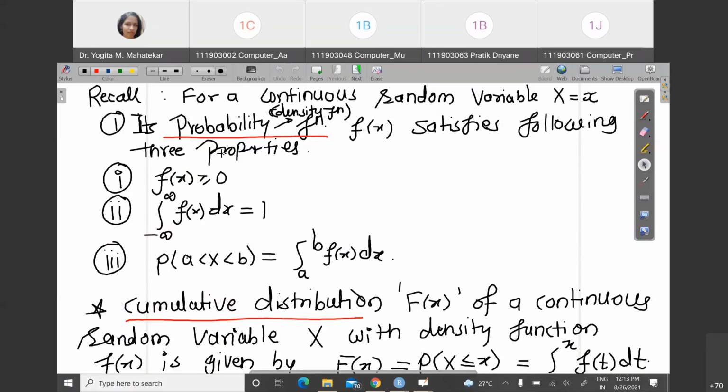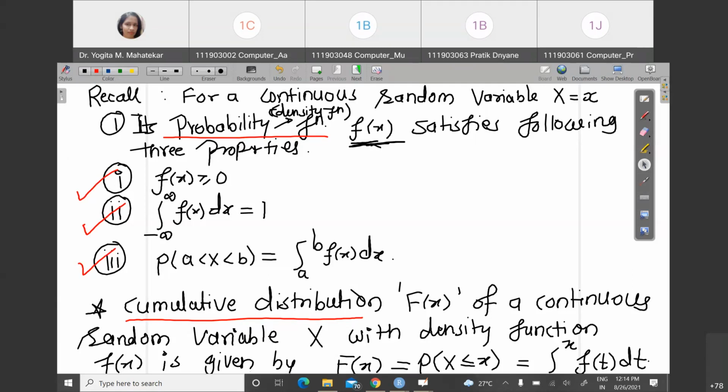So you just recall, for a continuous random variable capital X equal to x, the probability density function, or you may simply say probability mass function, or just simply probability function, small f of x. We denoted the probability density function by small f. It satisfies the following three conditions, which we discussed last time. First is positivity, f(x) is greater than or equal to 0. Secondly, the integral from minus infinity to infinity of the probability function is 1. In case of a discrete function, the probabilities sum up to 1. And the third condition is that the probability of the random variable lying between a and b is the integration of small f(x) from a to b.